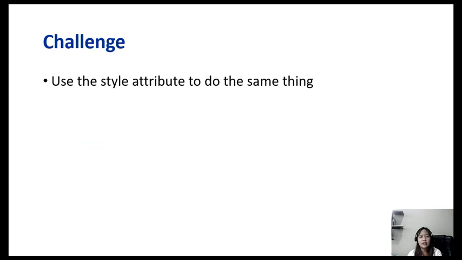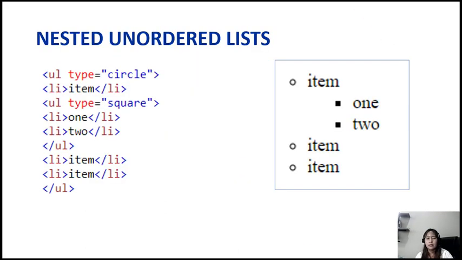Alright, so for the challenge, please use the style attribute to do the same thing, and then also apply nested lists into the file that you are working on right now. Okay, so I hope you found time to do the things that I said earlier. So I hope you tried to use the style instead of type, which was given to you in the previous slide, and also tried to create other nested lists. So let me give you the answer to that particular challenge.